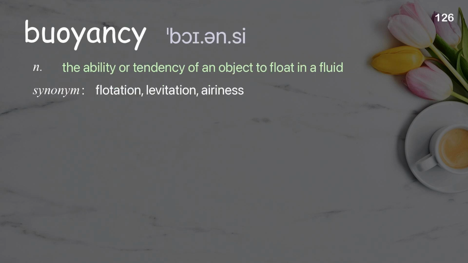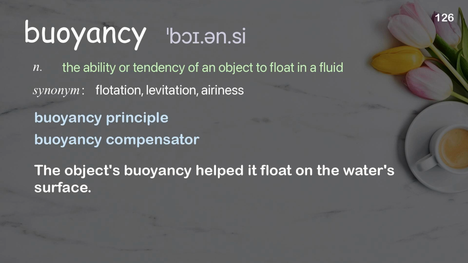Buoyancy. The ability or tendency of an object to float in a fluid. Examples: buoyancy principle, buoyancy compensator. The object's buoyancy helped it float on the water's surface.